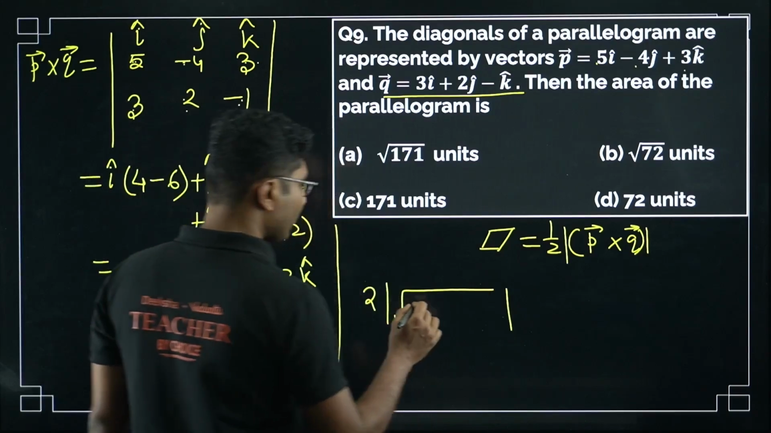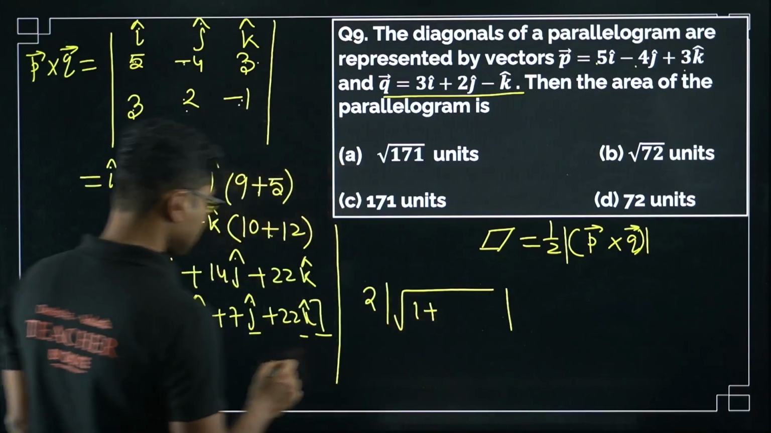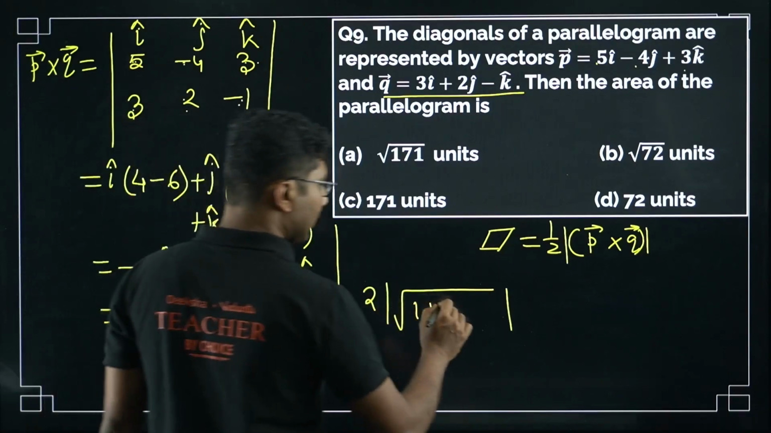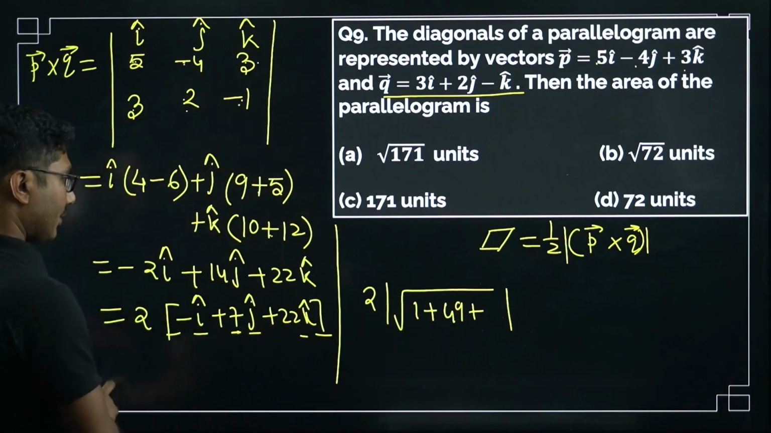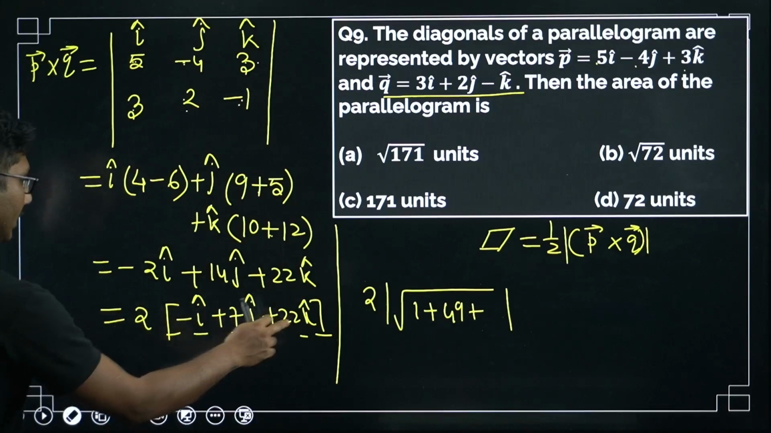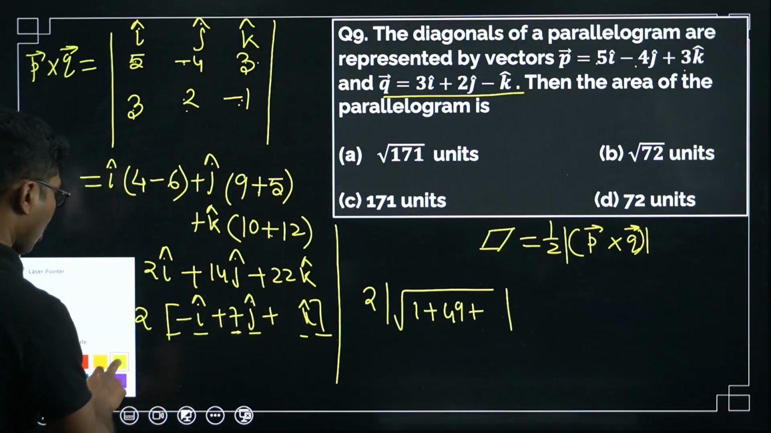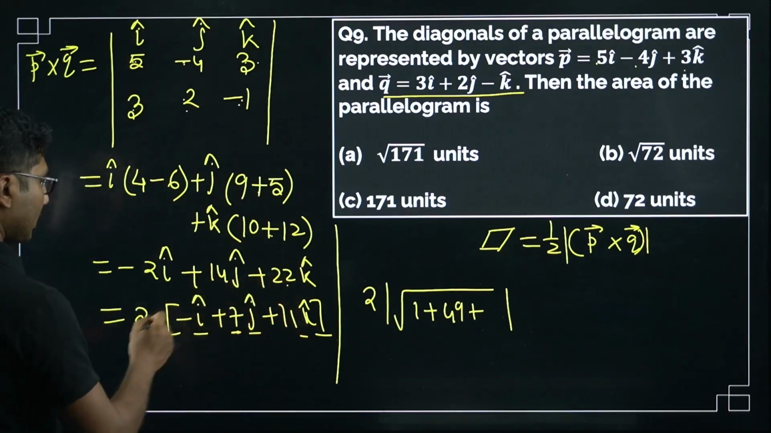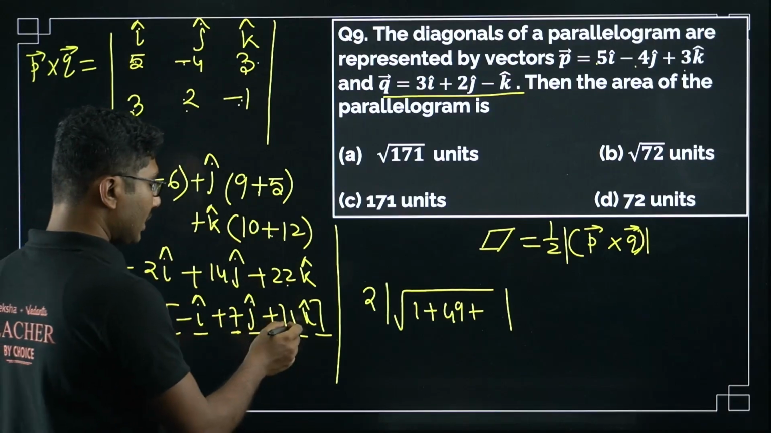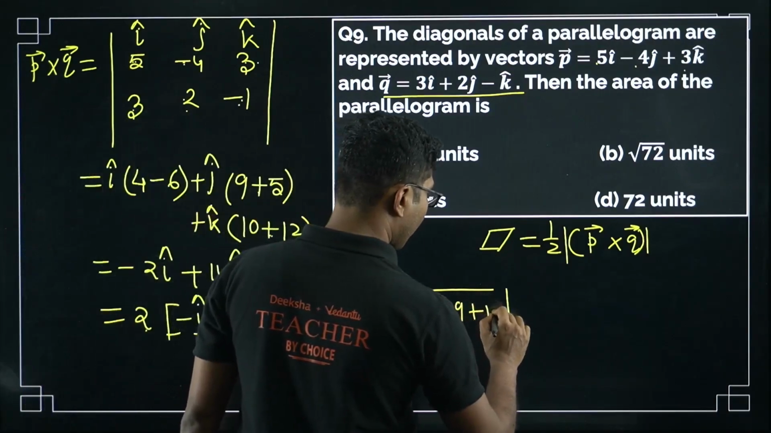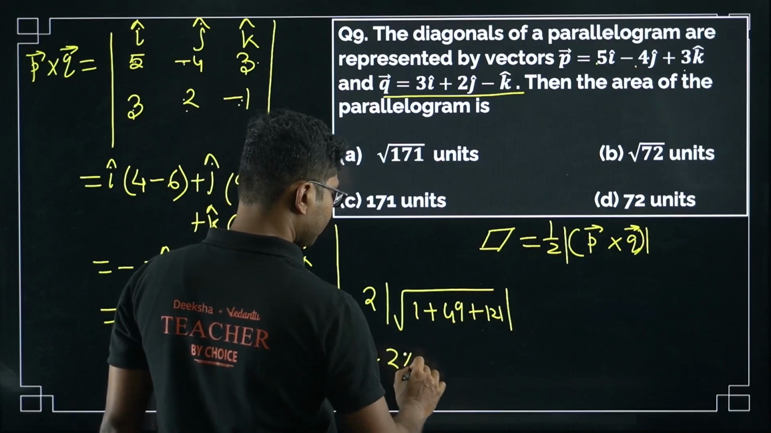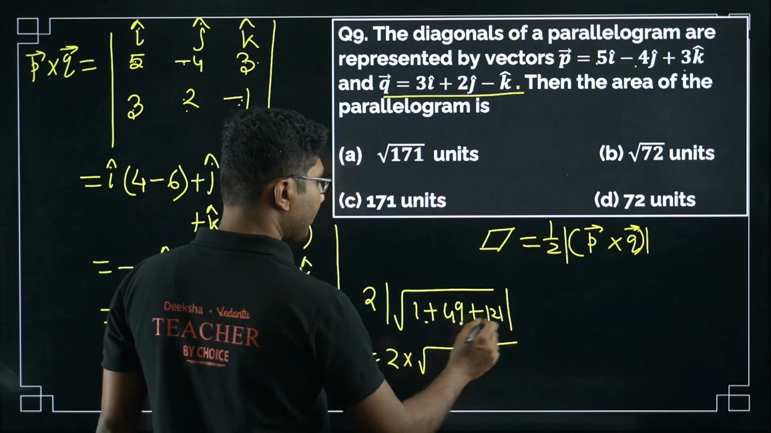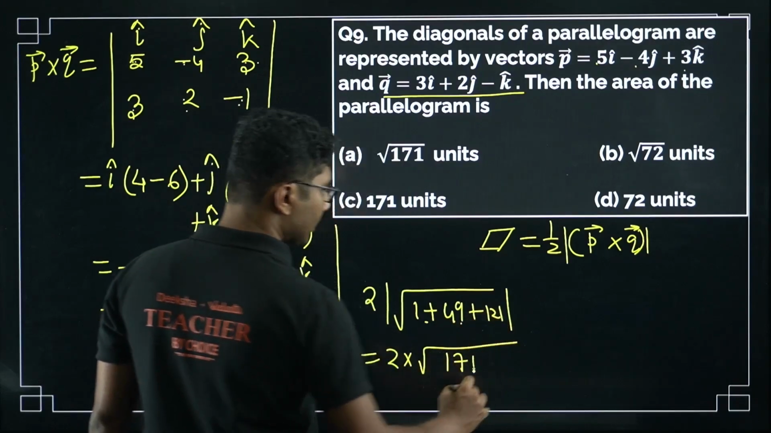So minus 1 square is 1, plus 7 square is 49, plus we have, oh sorry, there is a mistake, it will be 11. I have taken 2 common here, so it will be 11. So 11 square is 121. Okay, so it will be 2 into square root of 50 plus 121, that is 171.